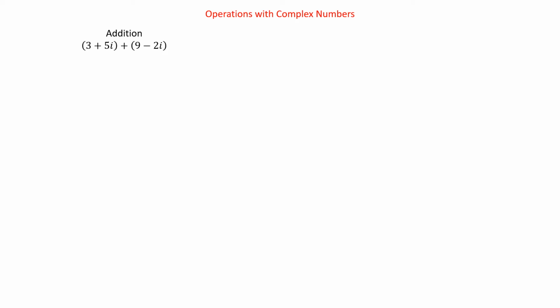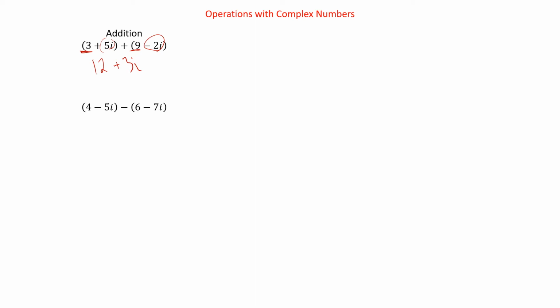Right here, the parentheses aren't doing anything. So we could look at the real parts, 3 plus 9. That's going to be 12. And the imaginary parts, 5i minus 2i is plus 3i. There it is, standard form and everything.